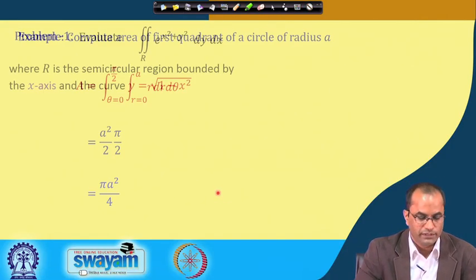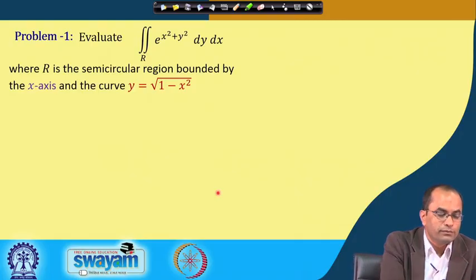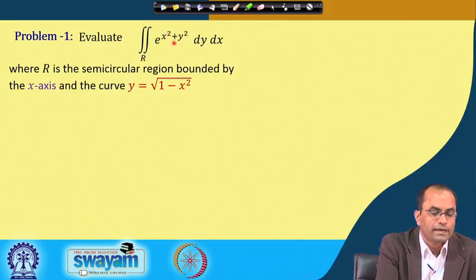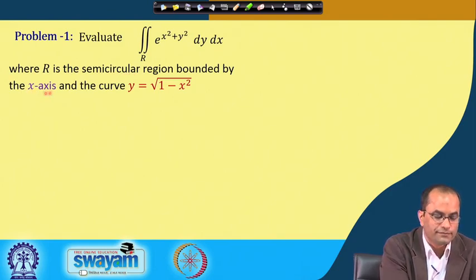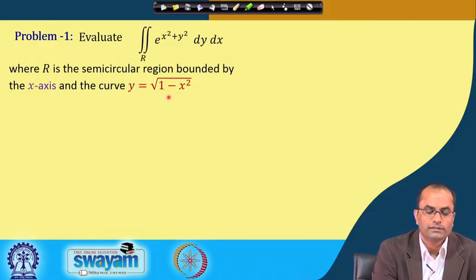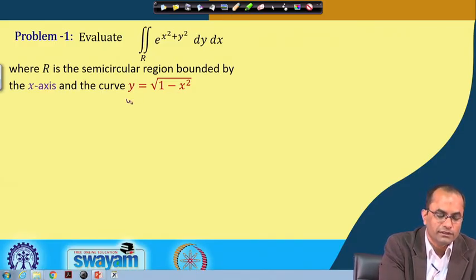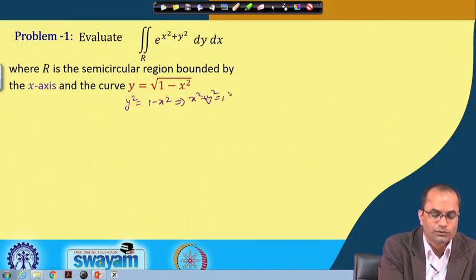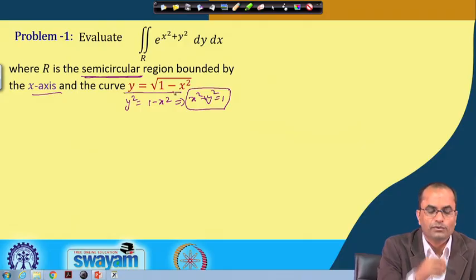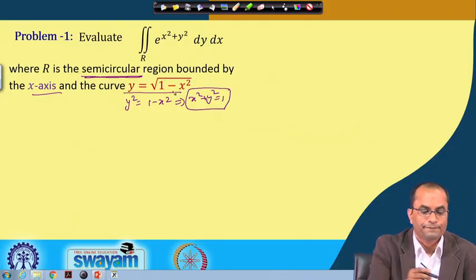Okay, so moving next, we have this problem now. We want to evaluate this integral, e power x square plus y square, dy dx, and this R is a semicircular region bounded by the x axis and the curve y equal to square root of 1 minus x square. So, this curve is nothing but y square equal to 1 minus x square, meaning x square plus y square equal to 1. So, this is the circle, and we are talking about the semicircular region bounded by the x axis and the upper part of the circle.